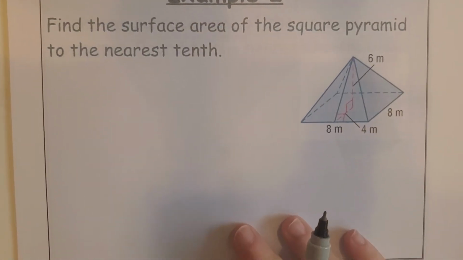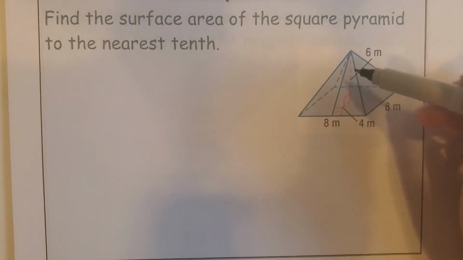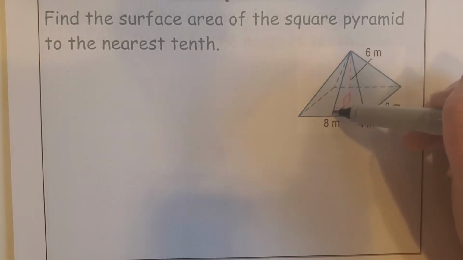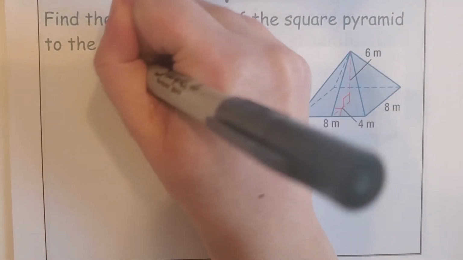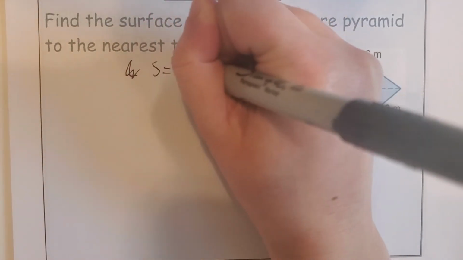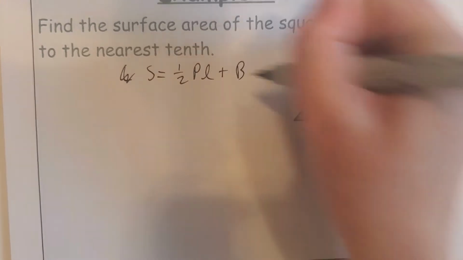So again, we're given the fact that it's a square pyramid. All right, that helps us a little bit. The problem runs into the fact that we do not have the slant height. So I'm going to write down the surface area formula real quick. It's 1/2 times the perimeter times the slant height plus the area of the base.